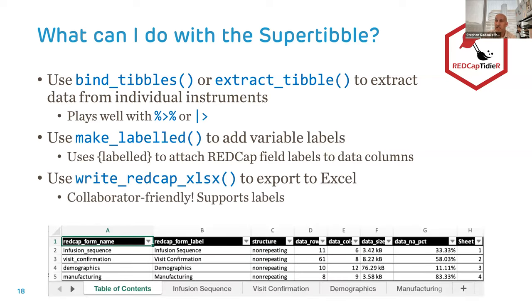And finally, this is hot off the press with version 0.4 that we just published to CRAN, you can use write_redcap_xlsx to export to Excel. And this feature is super handy for collaborating, and it supports labels so your collaborator can see descriptions of each variable. So here's what the Prodigy database would look like as an Excel sheet. So you have a table of contents, and then each instrument is in its own tab.